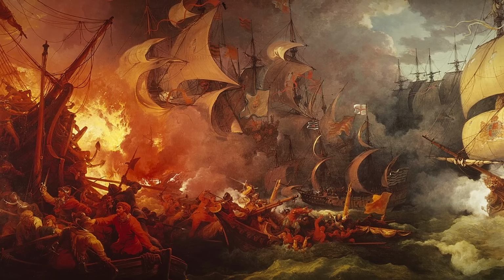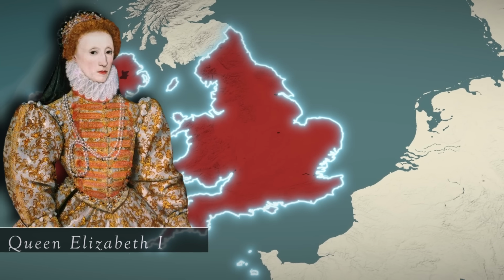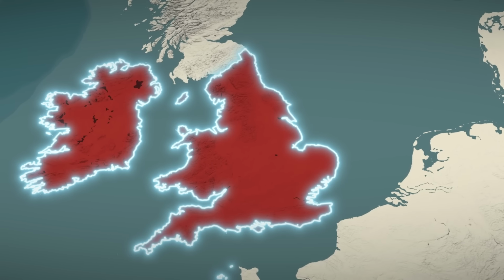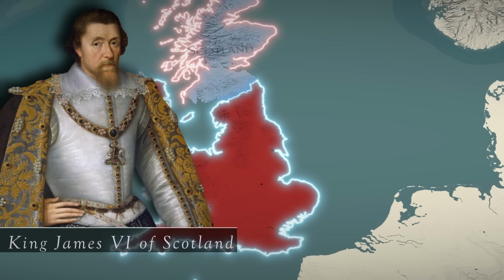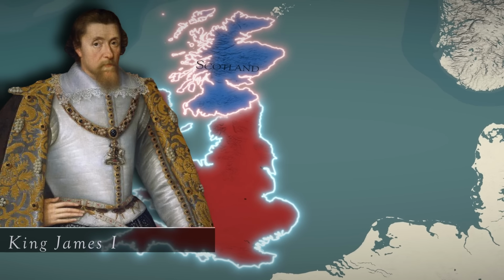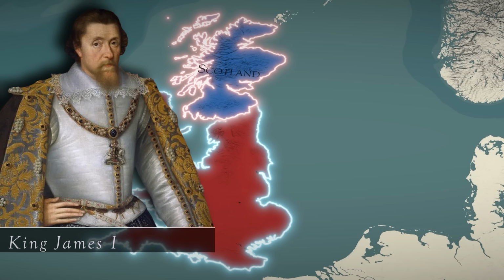Spanish Armada in 1588. Nevertheless, Elizabeth I died childless in 1603, and so the throne passed to her closest male Protestant relative, King James VI of Scotland, of the House of Stuart, who subsequently became King James I of England through the union of the crowns.